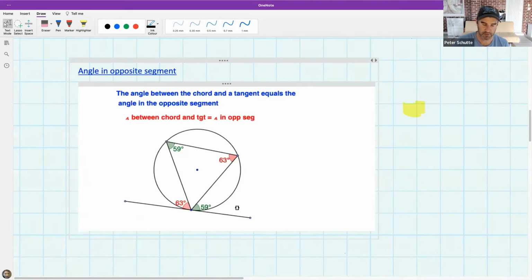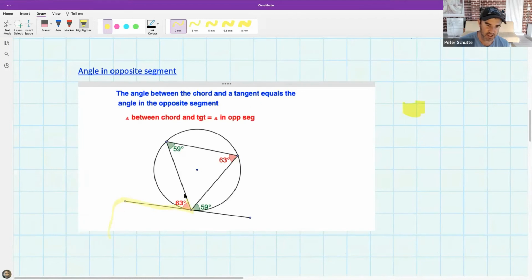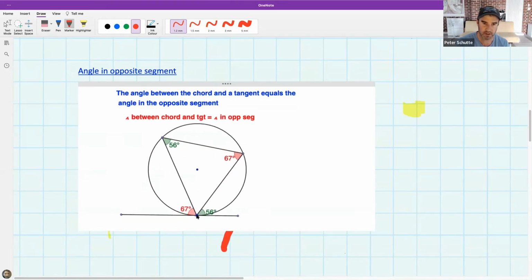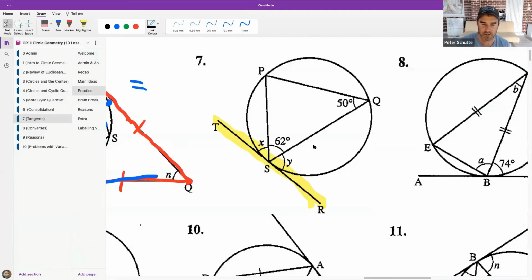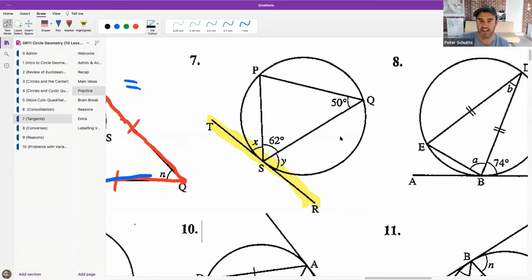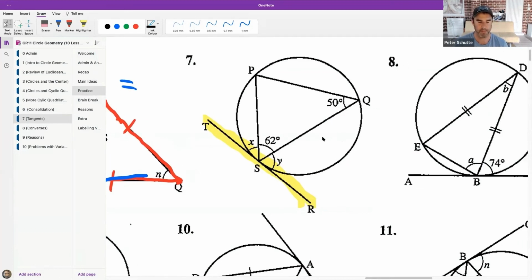If you look at the windsurfer, you'll see that the angle between the tangent and the chord is equal to the angle in the alternate segment. But it can also happen from the other side. Oh, sorry, guys. So I'm trying to show you that relationship. I want you to think about that relationship in question 7 to try and find X and Y. So what angle will the X go with?